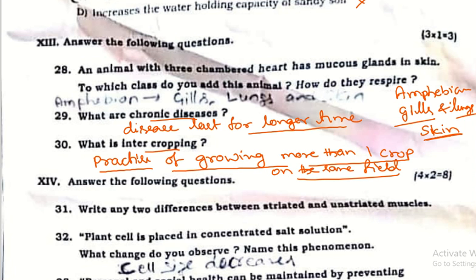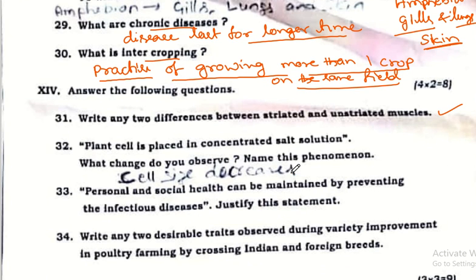And write any two differences between striated and unstriated muscles. Refer to your textbook. And we are going to this one. A plant cell is placed in a concentrated salt solution. What changes do you observe?